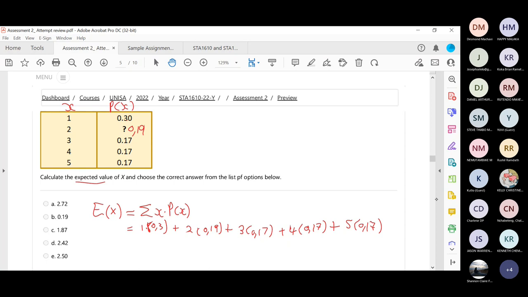Are we all happy? 2.72. Sorry, Lizzie. Is there any faster method than writing everything down and calculating manually on the calculator?